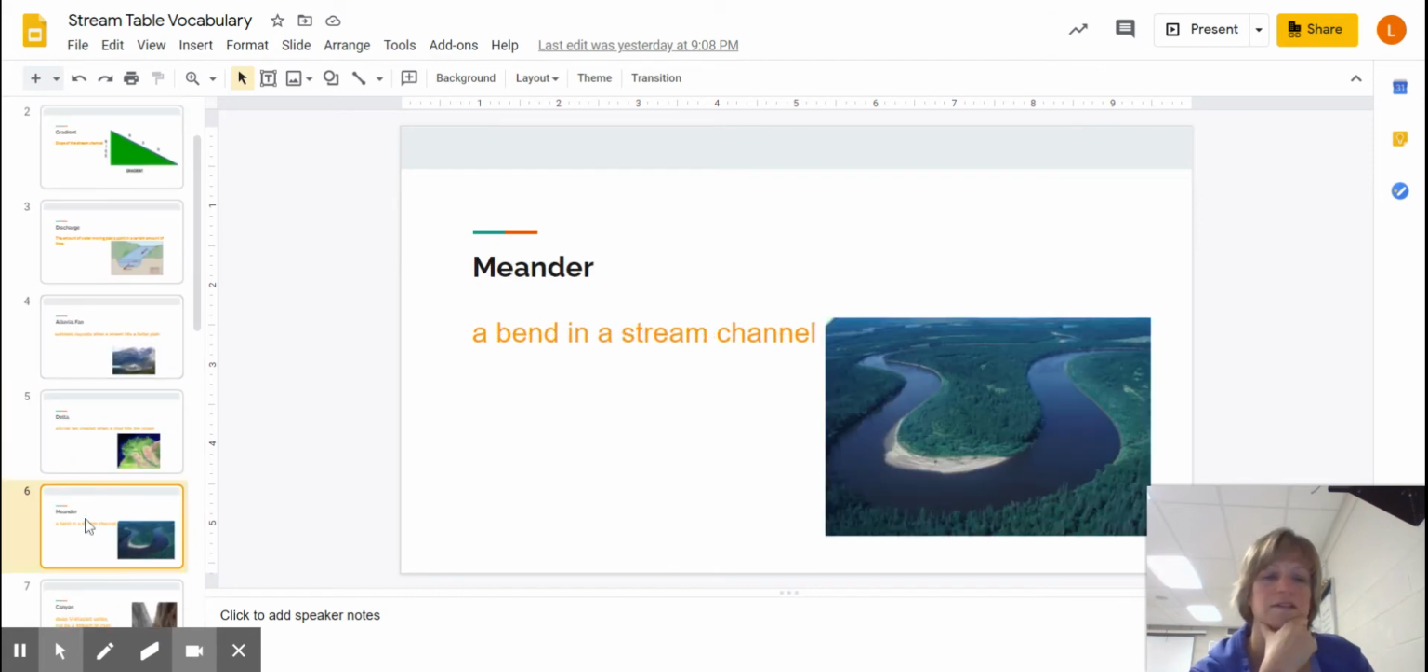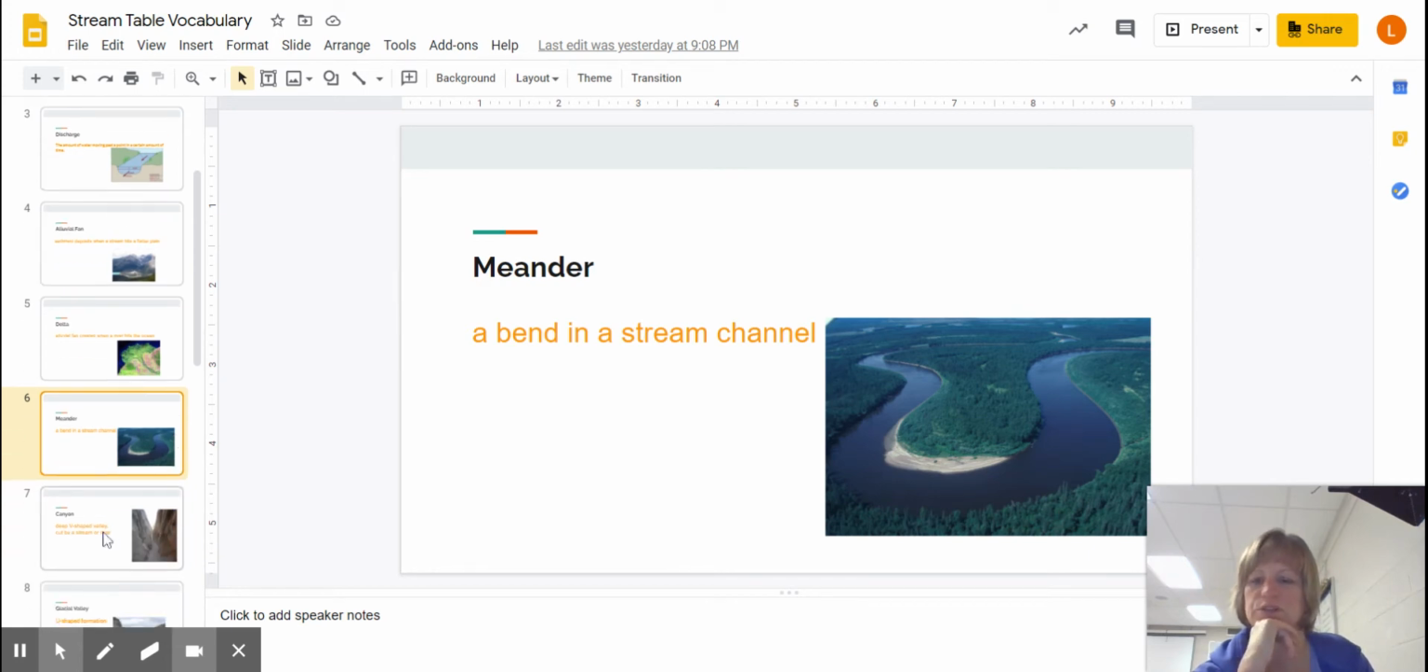Okay, our next one is a kind of fun one to say, meander. And so if you keep your eyes open, you will notice meanders in streams and rivers around here sometimes. So a meander in one word is a bend. So this is a meander or a curve in the stream channel. And we'll be exploring what conditions actually create meanders in a stream channel.